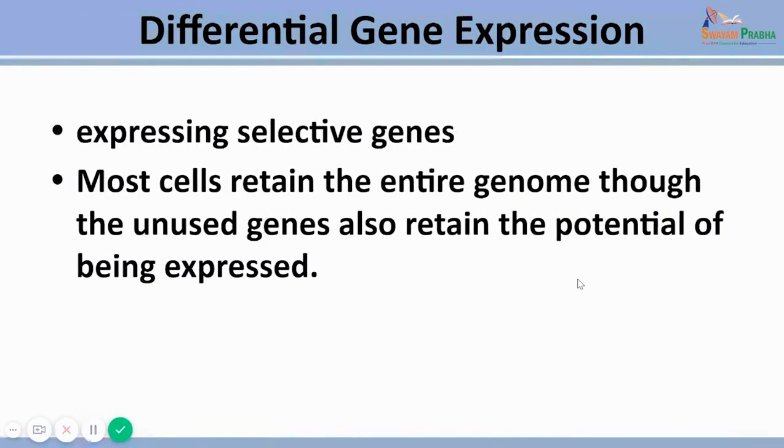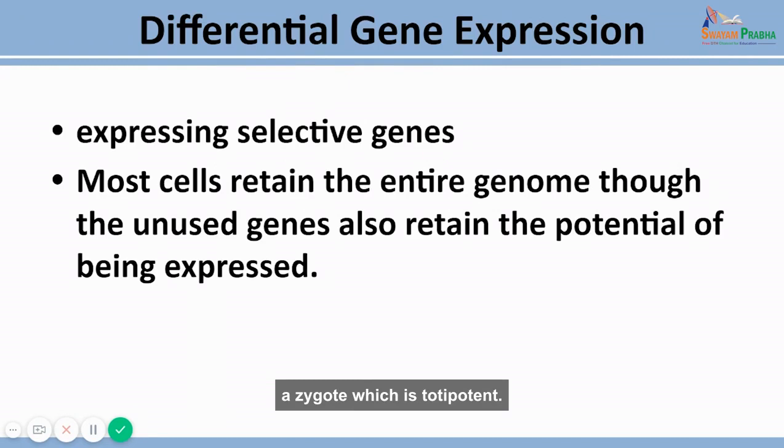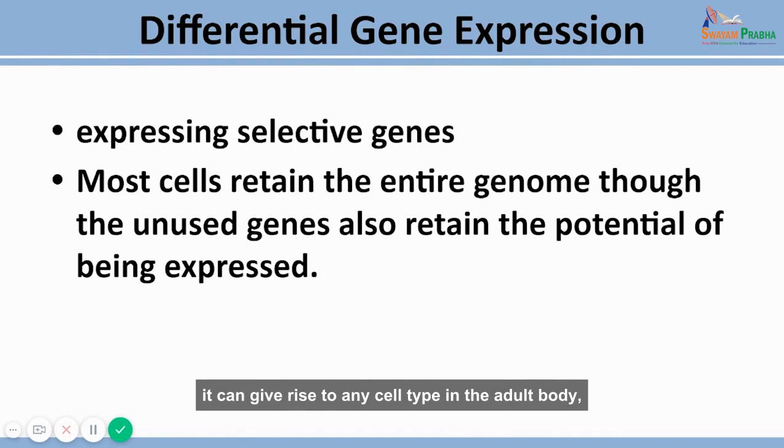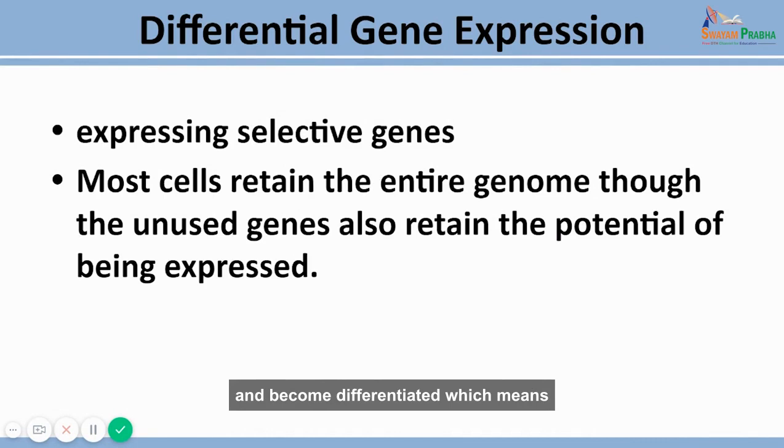So students, cell differentiation involves differential gene expression during the formation of embryo from a zygote, which is totipotent. A zygote is totipotent. That means it can give rise to any cell type in the adult body. But later in development, the embryonic cells lose this totipotency and become differentiated, which means they start expressing selective genes as per their function. And this expression of selective genes according to the function is known as differential gene expression.